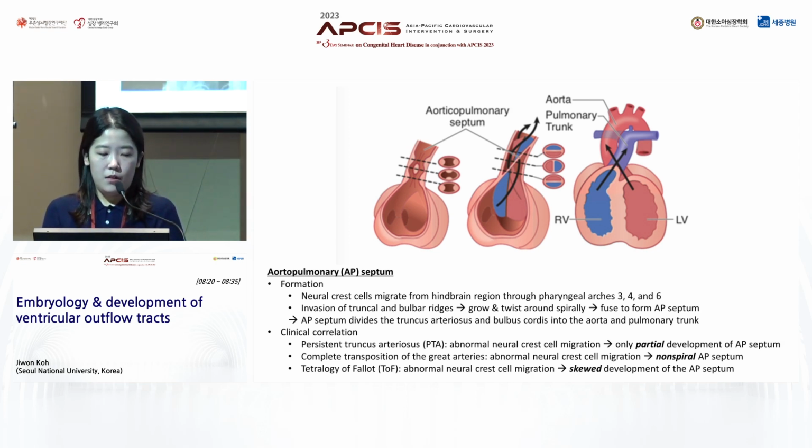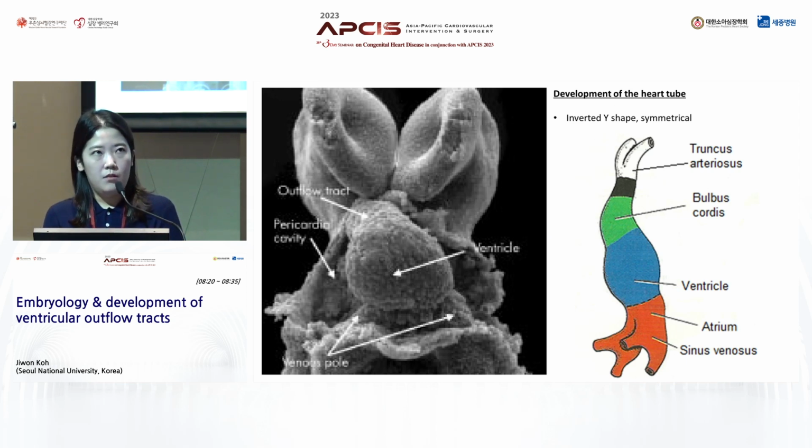So let's move on to Dr. Anderson's wonderful pictures and perspective. This is the picture of the primitive heart tube. Originally, this primitive heart tube is a kind of inverted Y shape, and it is symmetrical at the very early stage of development. This is the ventricle, and we can see the outflow tract here. And the venous pole consists of the two inverted arms of the letter Y.